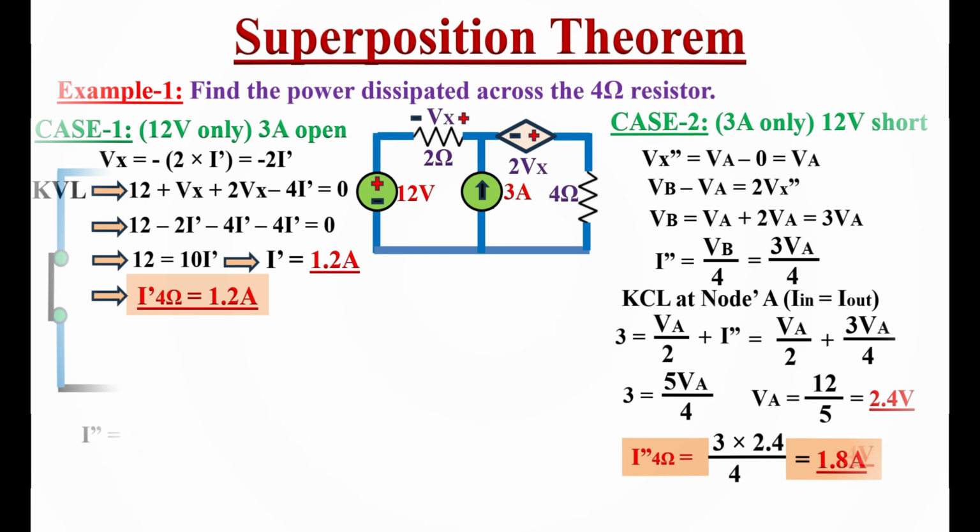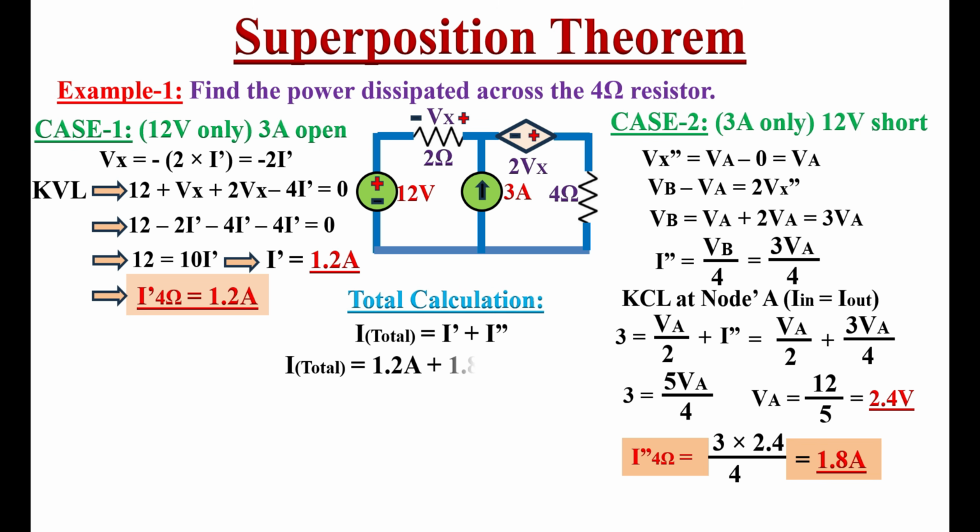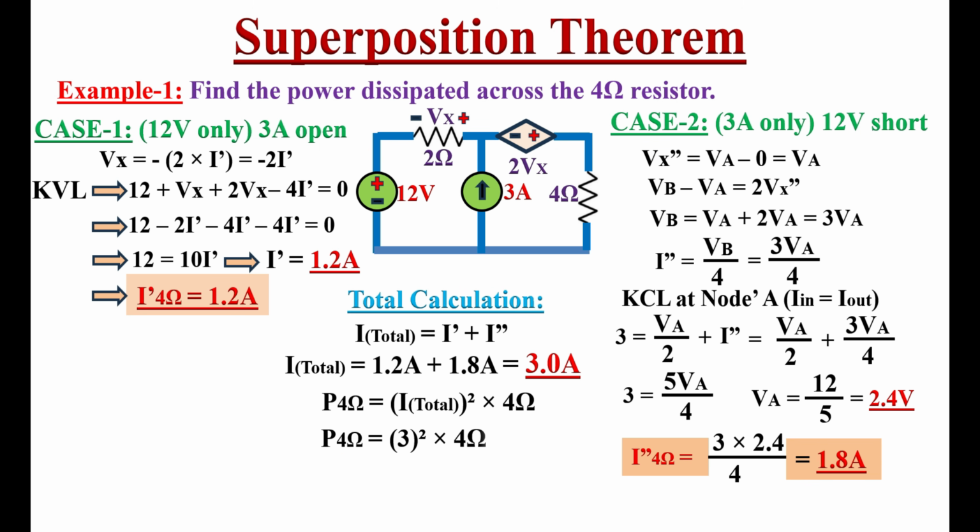Finally, let's bring everything together to find the total power. We sum our individual currents. 1.2 amperes from case 1 plus 1.8 amperes from case 2 gives us a total current of 3 amperes. Now that we have the total current, we can calculate the power dissipated by the 4 ohm resistor. 3 squared is 9 and 9 times 4 gives us the final answer of 36 watts.